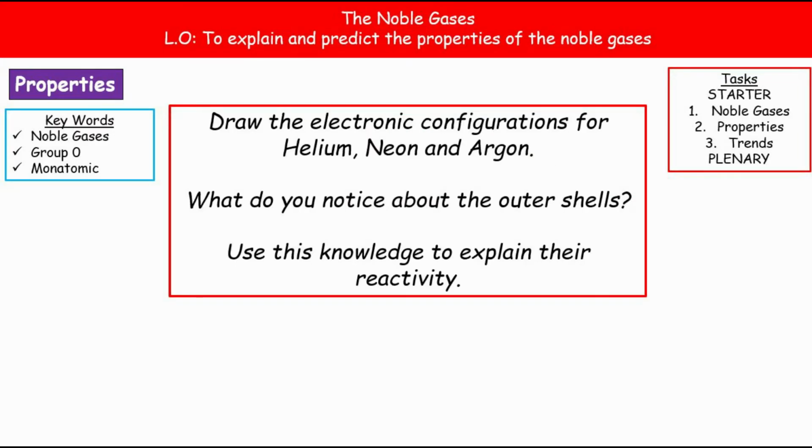Now, one of the things that we did in our earlier chemistry topic was drawing electronic configurations. So what I'd like you to do is draw the electronic configurations for helium, neon and argon, then see what you notice about their outer shells. Once you've spotted whatever pattern there may be, I want you to try to use that to explain their reactivity. So 3 electronic configurations first of all, what do we notice about the outer shells, and then how can we explain the reactivity using that information.